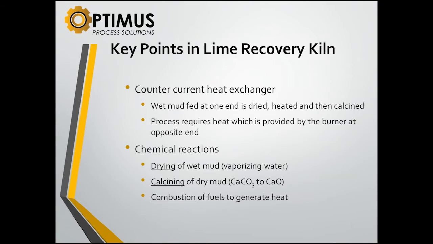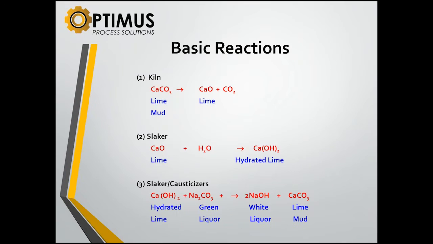The basic reactions that are occurring are drying of the wet mud, in which we are vaporizing the water off, calcining of the dry mud, converting it from calcium carbonate, CaCO3, to CaO, and the combustion of the fuels to generate the heat for the process. Basic reactions again, in the kiln, we are heating it up to calcining, thereby removing the carbon dioxide from the lime, converting it to CaO.